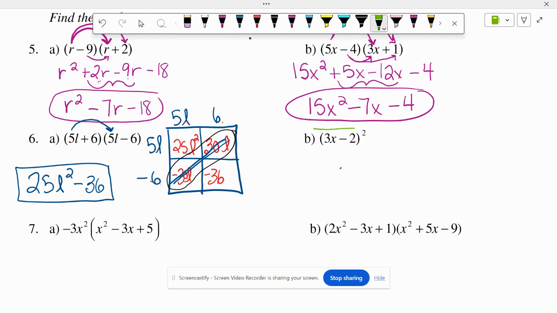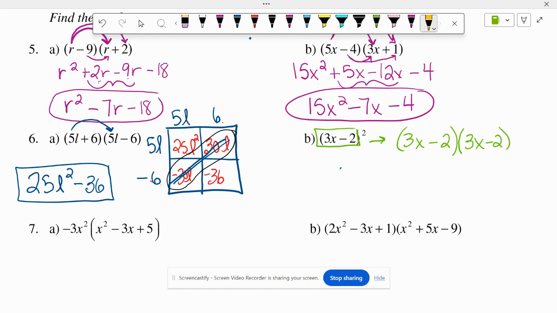What does this mean when I have a quantity squared? What does it mean? What am I taking? I'm taking 3x minus 2 and doing what with it? When I square something, it means to multiply it by itself. So 3x minus 2. Do you want a box or do you want arrows, Kimber? Arrows? Kimber, what is 3x times 3x?